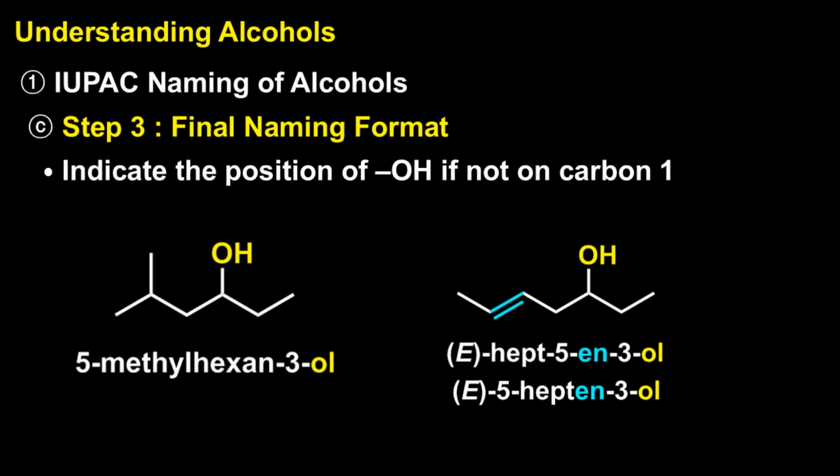Now in the next example, there's also a double bond, and that means we need to show both the position of the double bond and the position of the OH group. We also use E or Z to describe the stereochemistry around the double bond. So depending on how you format it, you might see a name like E-hept-5-en-3-ol or E-5-hepten-3-ol. The key point is, every position matters. That's why getting the numbers right is so important when you're following IUPAC rules.